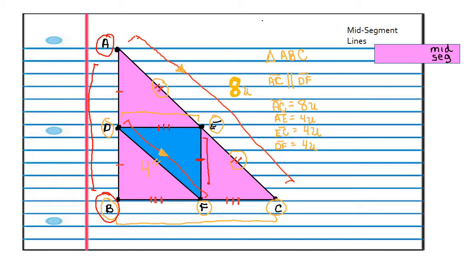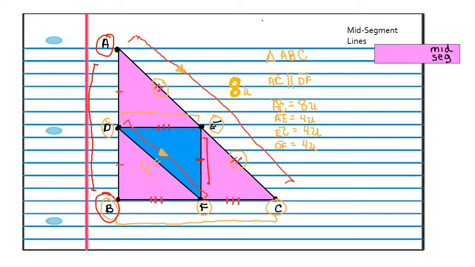Now what it does is it basically breaks up the larger piece into 4 similar, which means they're proportional to each other, triangles or polygons. So now we have 4 of them.